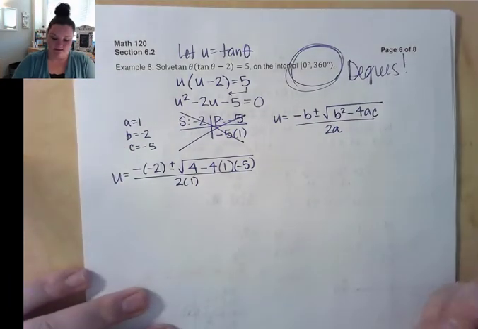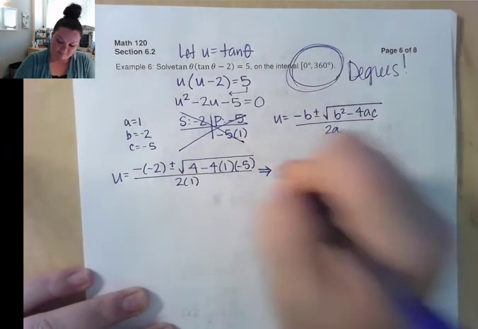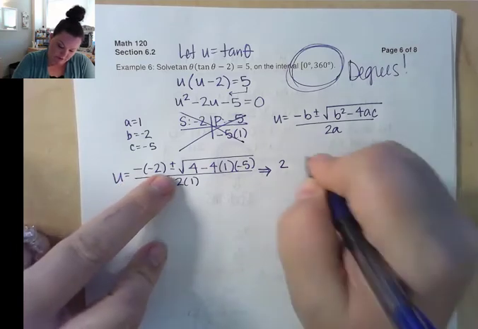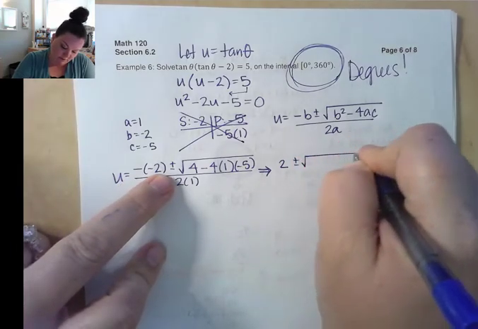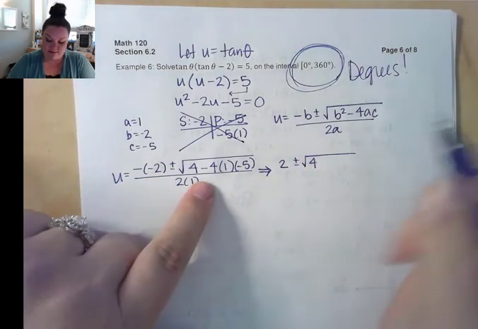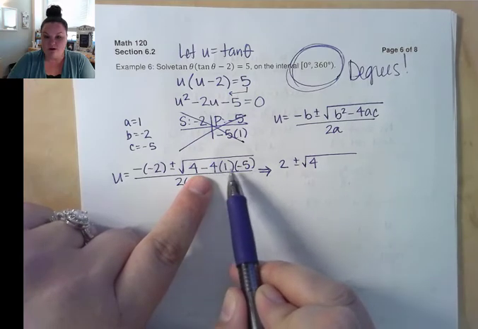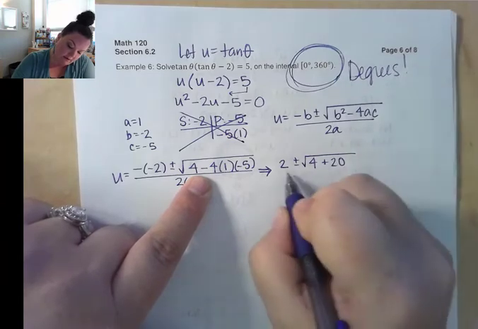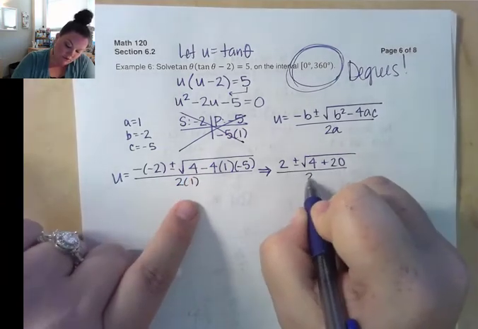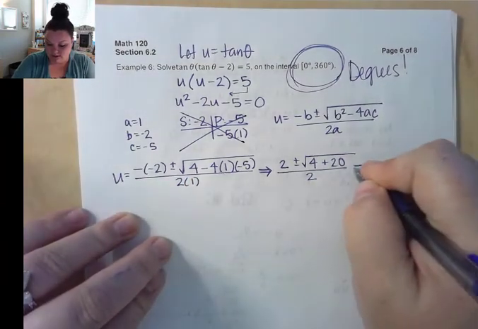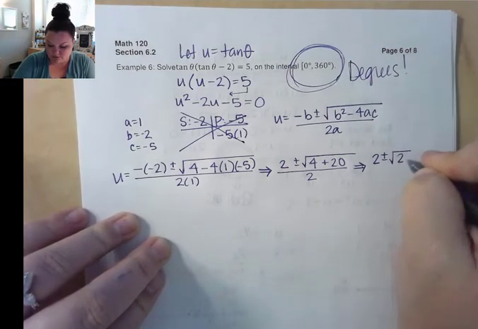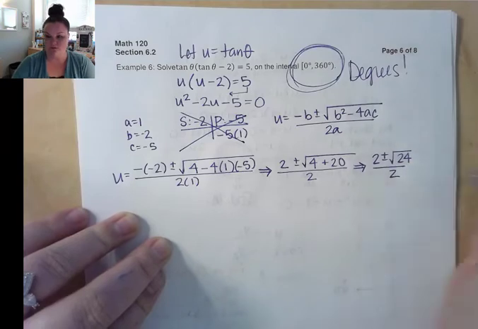And then I'm going to simplify. The opposite of negative 2 is 2. Plus or minus the square root, I still have that 4. And when I multiply negative 4, 1, and negative 5 together, that gives me a positive 20, all over 2. And keep simplifying: 2 plus or minus the square root of 24, all over 2.